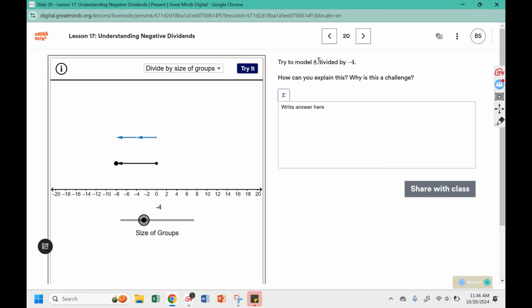So we could do 8 divided by negative 4, thinking of negative 4 as the size of the group. But if we tried to make it the number of groups, it would have to say 2 groups. But we couldn't make the number of groups be negative 4. So it has to be thought of as the size of the group.